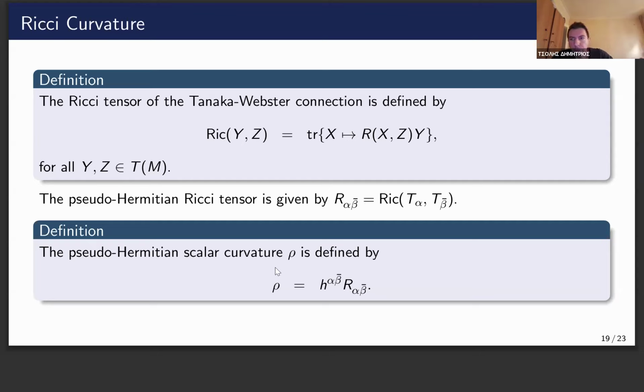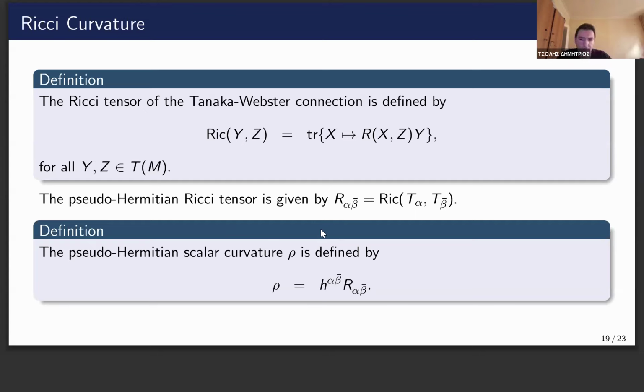And we can also define, using the Ricci curvature, the Ricci tensor here, we can define the scalar curvature, which we call rho here, and it's defined like this. So rho is just H A vita bar, and this times this thing here, A alpha vita bar. So this is also the scalar curvature.